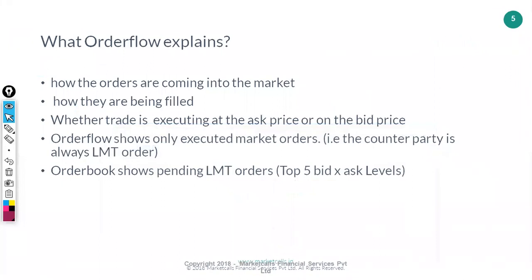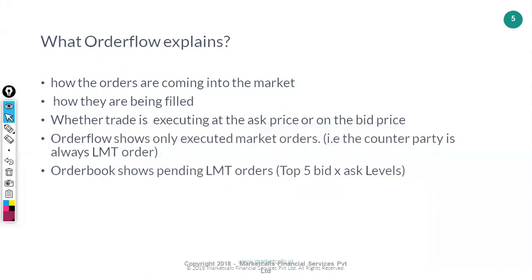I would say that once you understand order flow, the next level is Bookmap. And till today, Bookmap is mostly for scalpers. Order flow and Bookmap are the tools with which you can do scalping, or you can also time your trades.